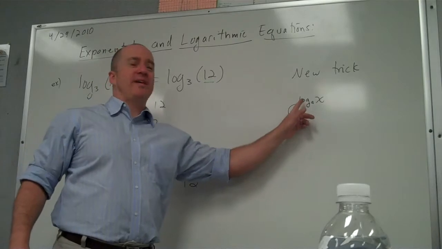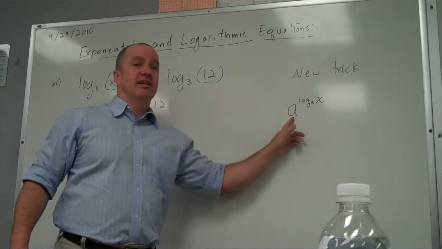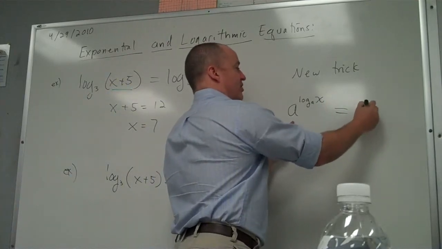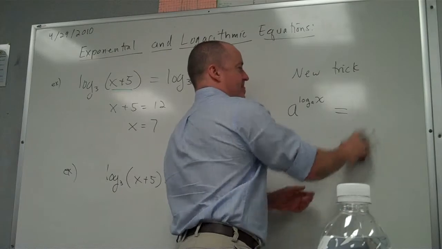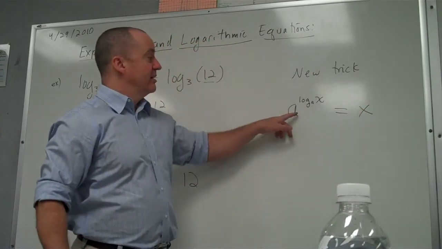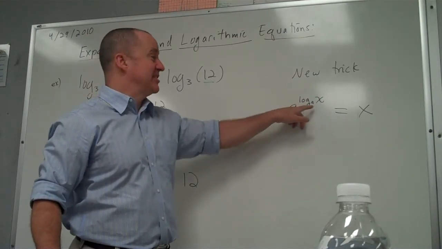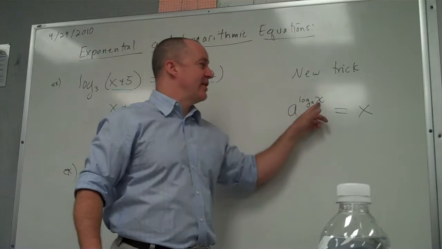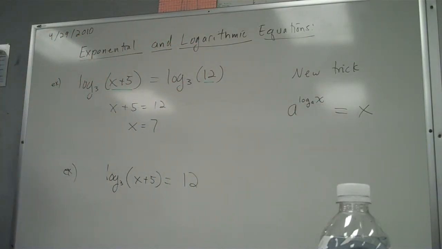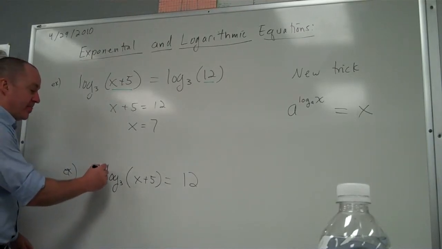If you have a logarithm in the exponent spot, and it has the same base as the big number down here, this operation actually cancels out the logarithm. So if you have a number raised to a logarithm, and the bases are the same, they cancel each other out, and you're left with whatever you were taking the logarithm of. Okay, that's a new trick. You can use that to get rid of a logarithm.